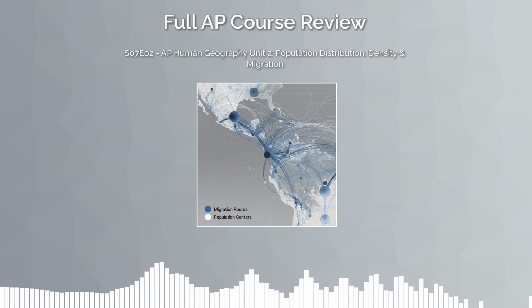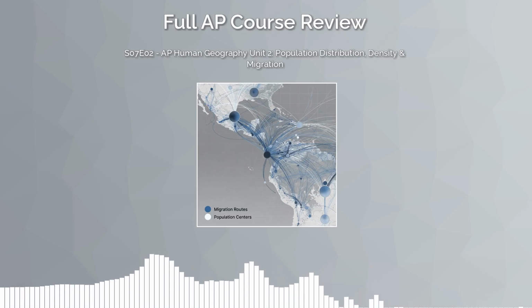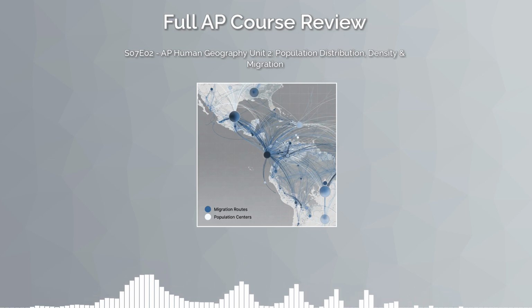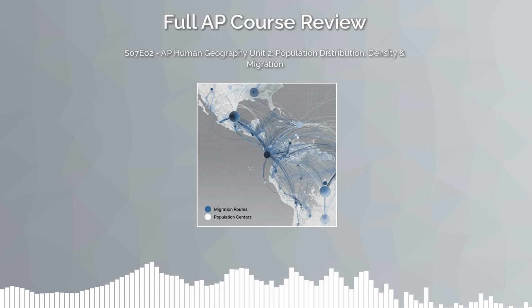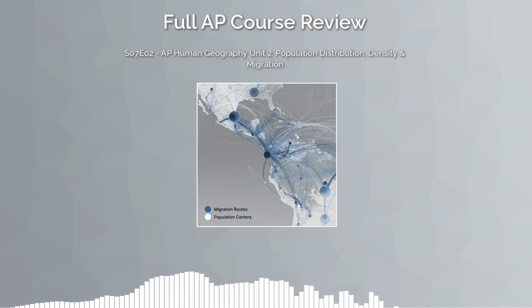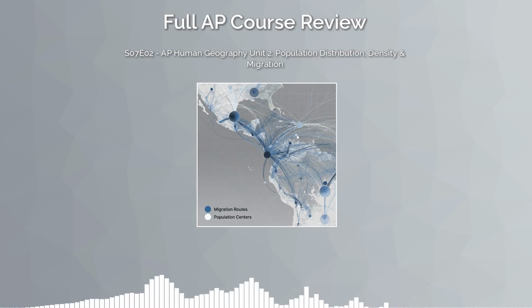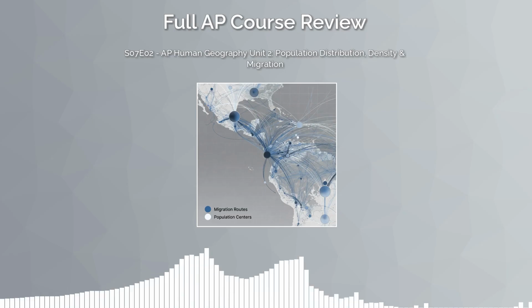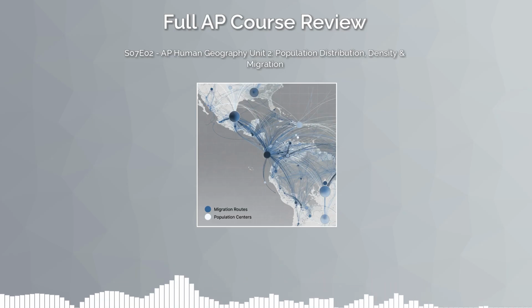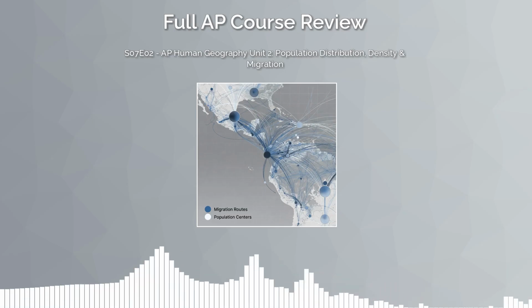The four major population clusters you absolutely must know for the AP exam are South Asia, centered on the Indo-Gangetic Plain, India, Bangladesh, Pakistan; East Asia, Eastern China, Japan, the Korean Peninsula; Western Europe; and Eastern North America. These four clusters account for the vast majority of humanity, and you should be able to locate them on a map instantly.